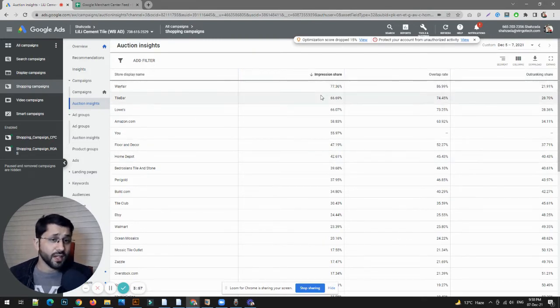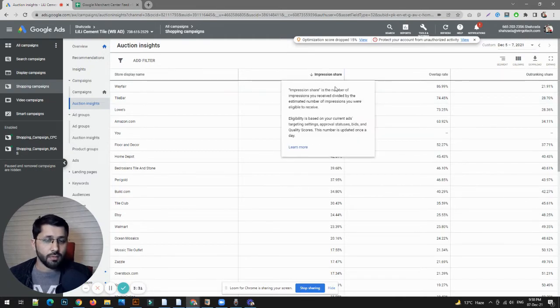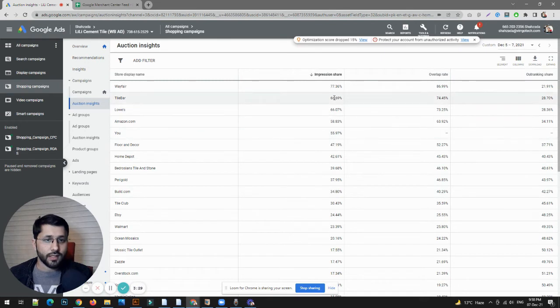Impression share is basically the number of impressions that our competitors' ads are getting divided by the total number of impressions that our ads are actually eligible for. So for example, if someone is typing in a keyword that we are targeting within Google Ads, but our ad is not showing, that means although it's eligible, it's not showing, right? So this impression share is basically telling us that information.